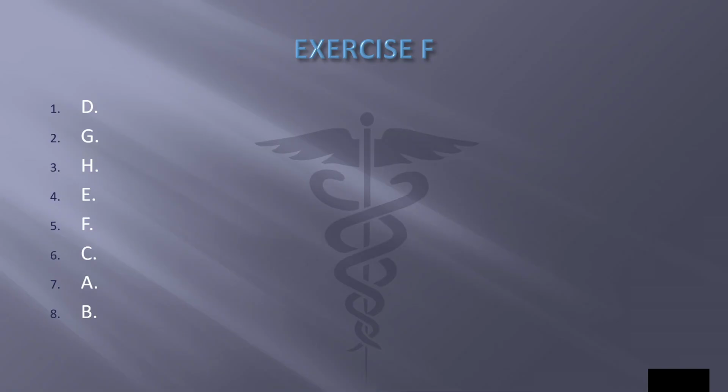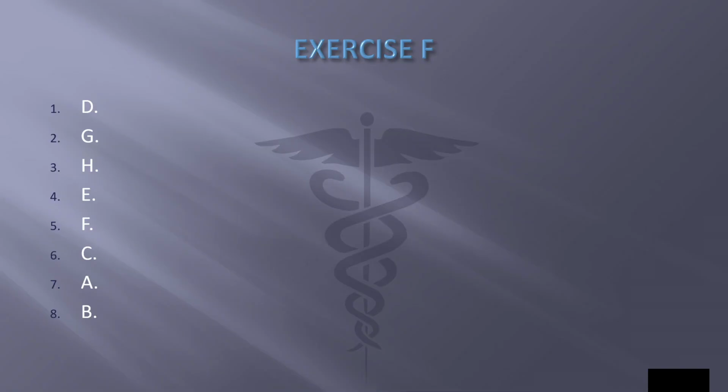Exercise F, match the test or procedure with its description. Number 1, skin biopsy is D. Skin lesions are removed and sent to pathology laboratory for microscopic examination. Number 2, slit lamp microscopy is G. Microscopic examination of the anterior eye structures, such as the cornea, under intense light.